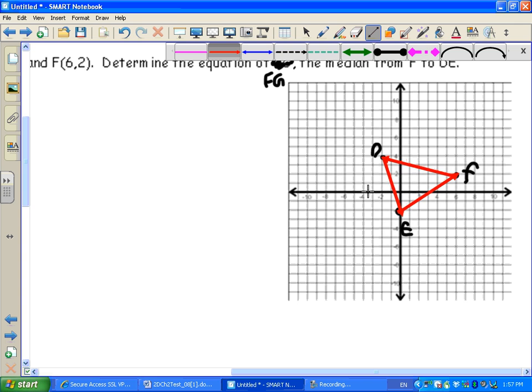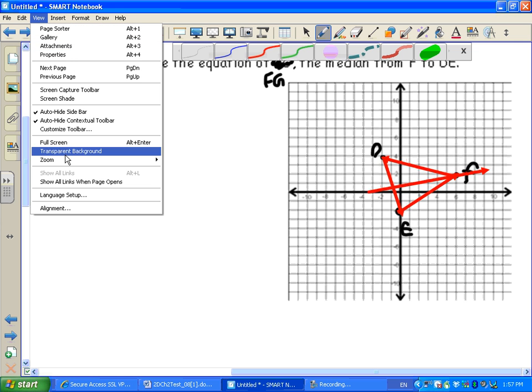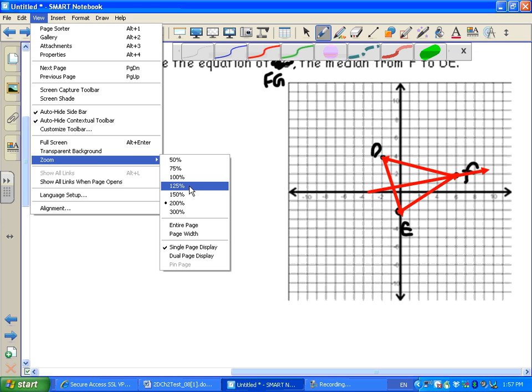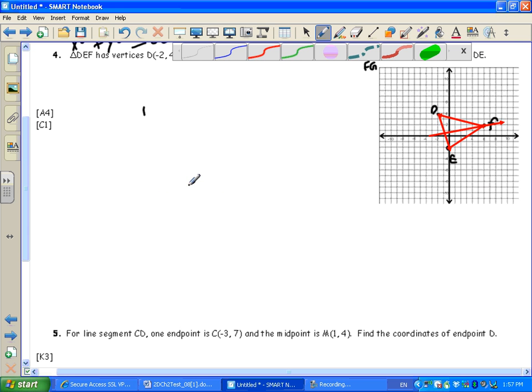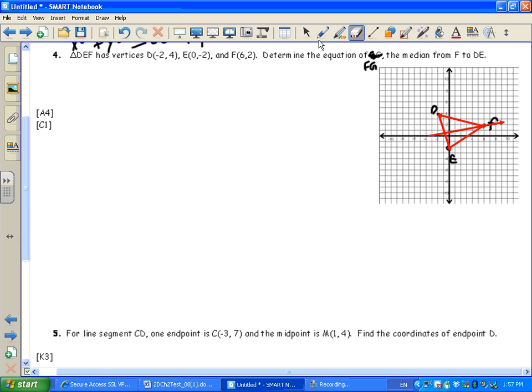So we estimate it's about there. Okay, it's going right through there. There would be our line. So what we need to do is actually find the equation. So let's zoom out again. What was it at, 100? 125. Okay. Now, in order to find this, I need to find the midpoint of DE.